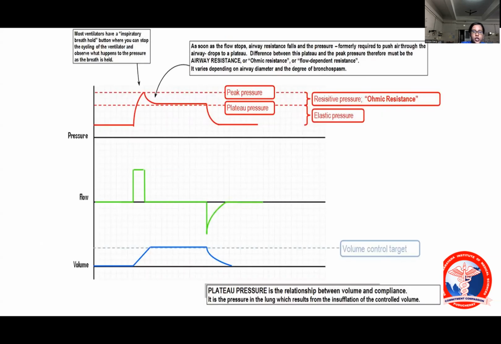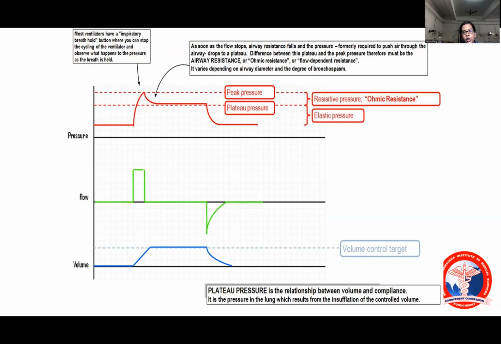So this is a picture showing how to measure the plateau pressure. Here, see the pressure. At the end of inspiration, you are going to put a hold. That is called an inspiratory breath hold. Thereby, you can measure the plateau pressure.